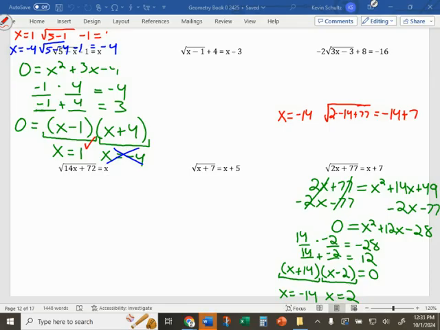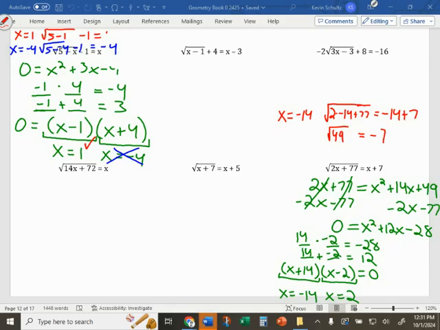I got x equals 2. Good. Does negative 14 work? No. Why not? Because if it's negative, it's not. So what do we get from the square root of 2 times negative 14 plus 77? We get the root of 81, which is 9. Negative 14 plus 7 equals negative 7. Is the root of 49 negative 7?